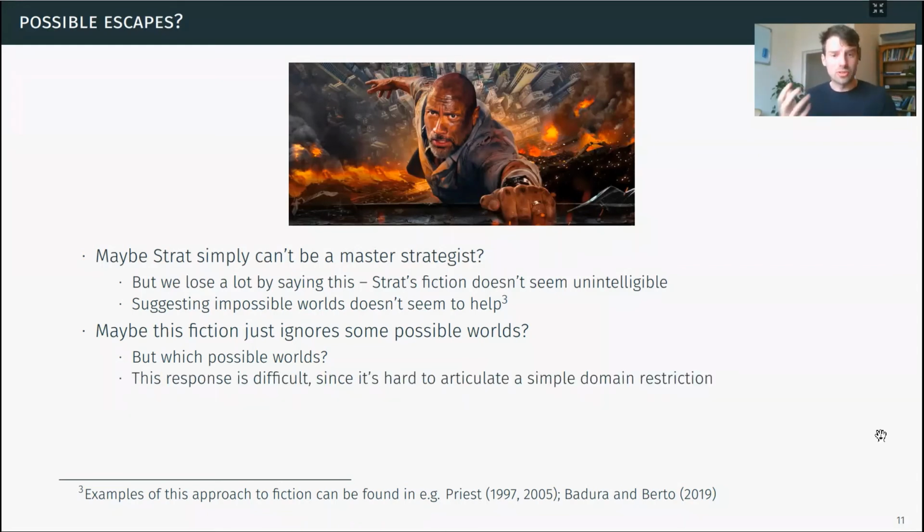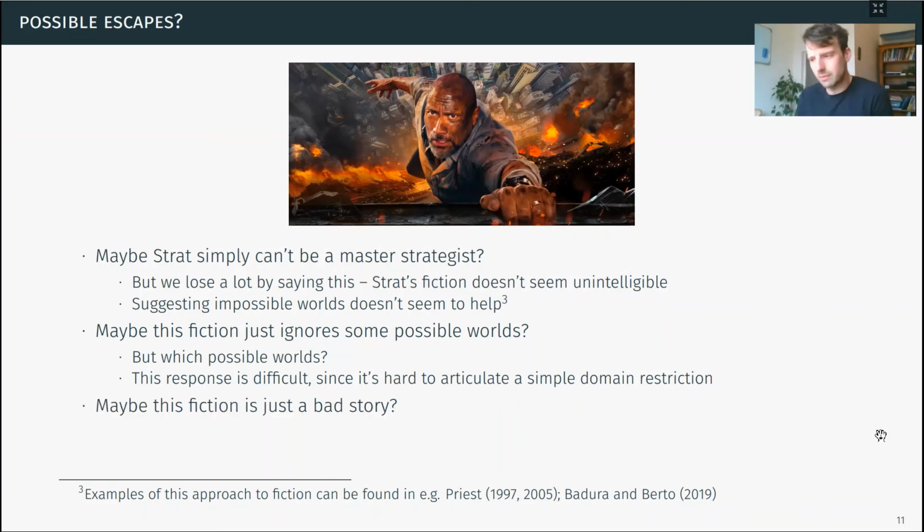The thing that makes this response difficult is that a simple domain restriction is helpful if we have a clear criterion or if we're excluding outlandish circumstances. But in this case, what we're doing is ruling out certain very, very similar circumstances. So it's hard to know how we're supposed to articulate the idea that we give a domain restriction and ignore certain possible worlds.